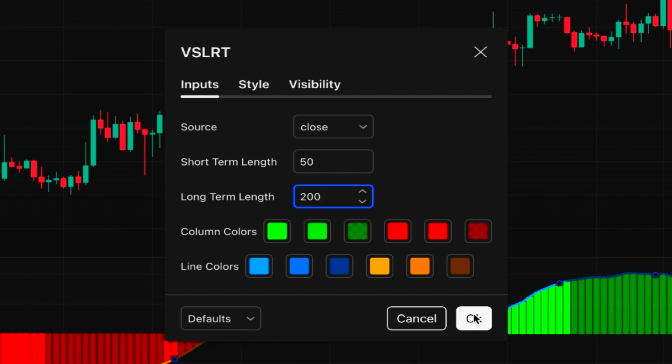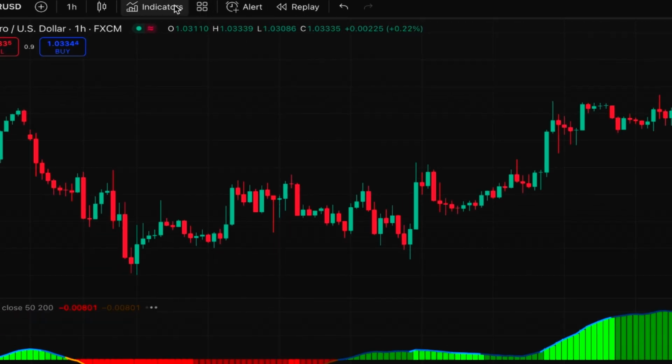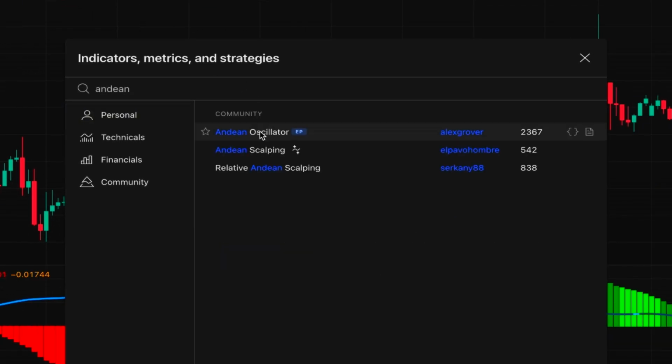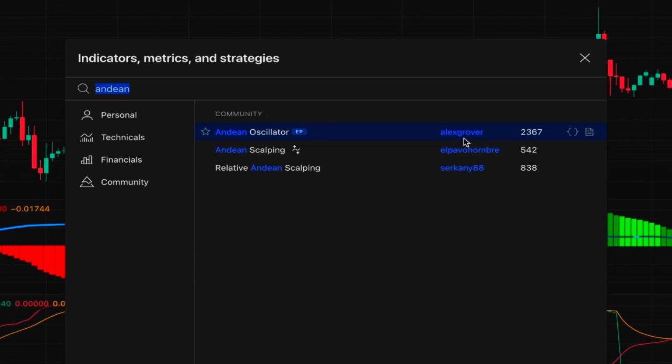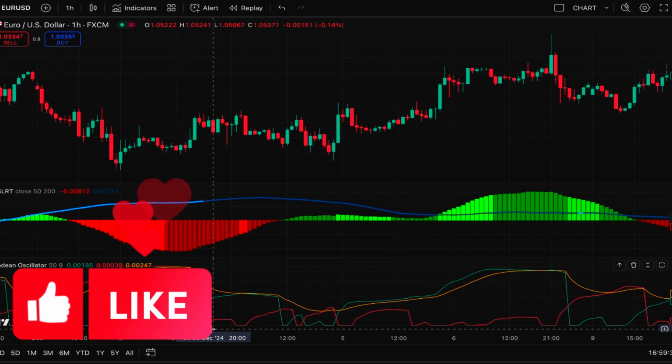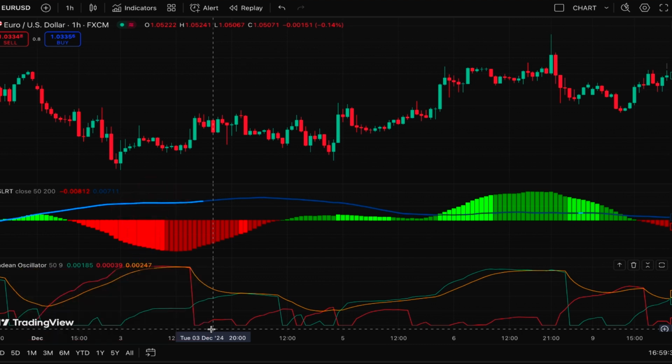Then we need to add another indicator. So here we click on indicators and we search Andean oscillator. This one, which is an editor's picks indicator and written by Alex Grover. This is also a very powerful trend indicator that can help us with identifying trending and non-trending market.